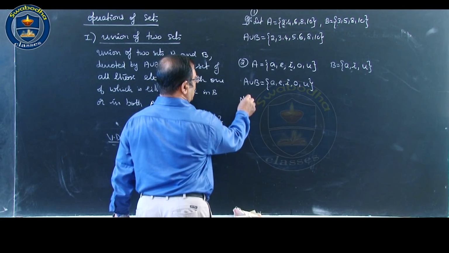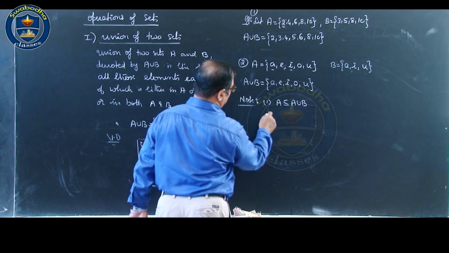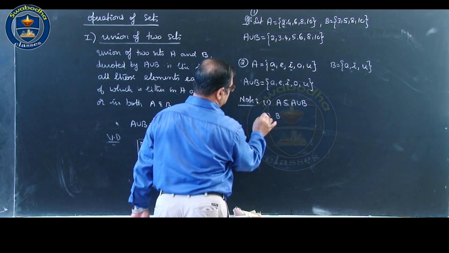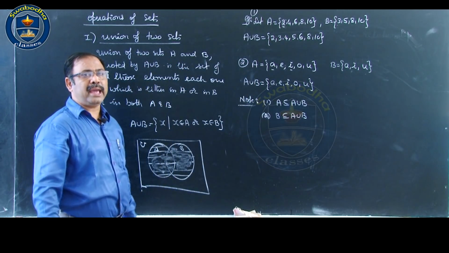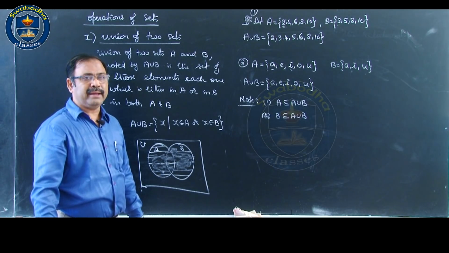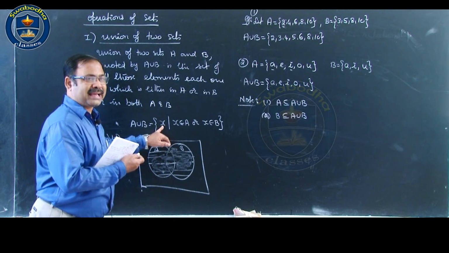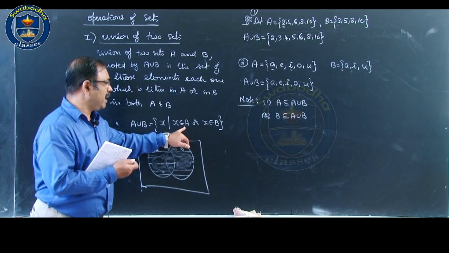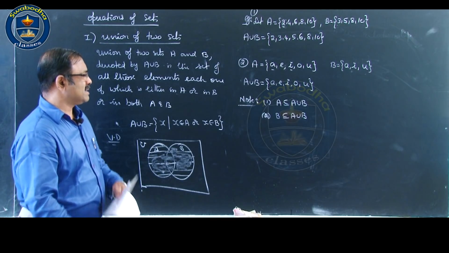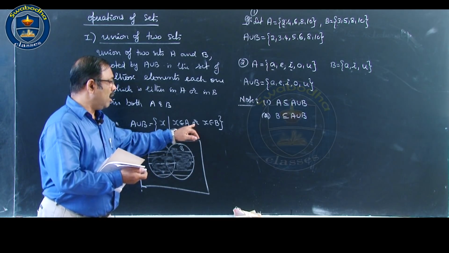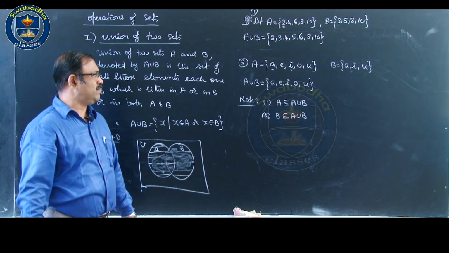Now you can write: A is contained in A union B, and B is contained in A union B. So A union B is the set of all x such that x belongs to A or x belongs to B. Tell me, students, have you understood this now?